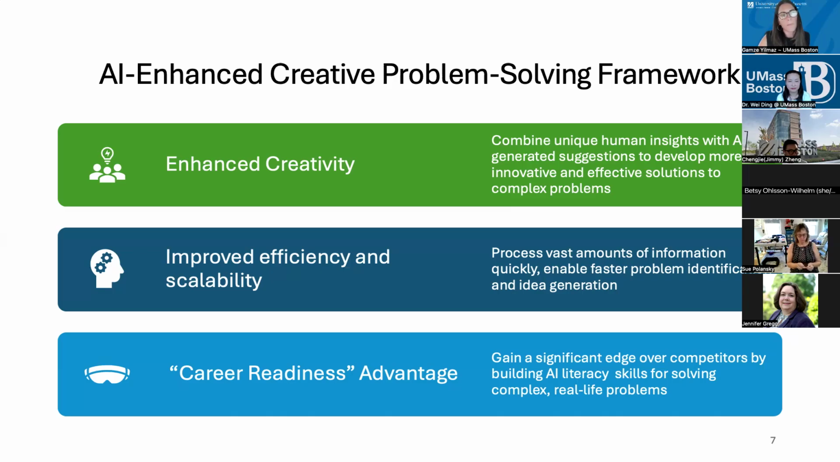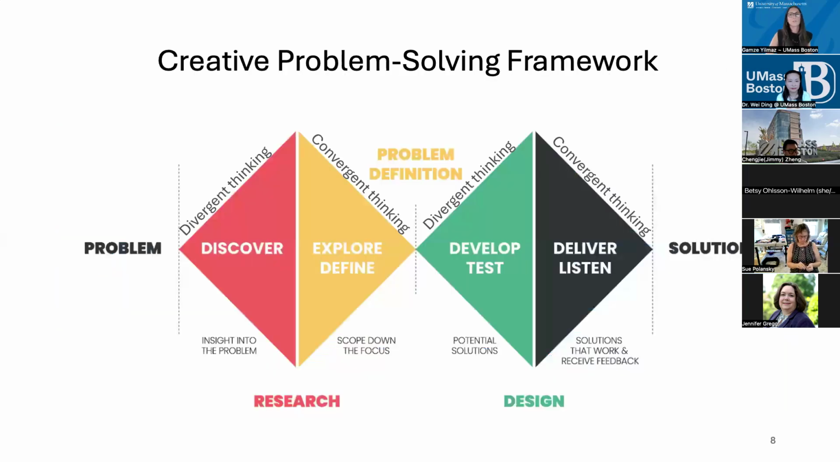So on this slide, you can see the double diamond design thinking framework that we can use to map out the different phases of the creative problem solving process. And on this diagram, you see the ebbs and flows of divergent and convergent thinking, both of which we need during the innovation process or creative problem solving process.